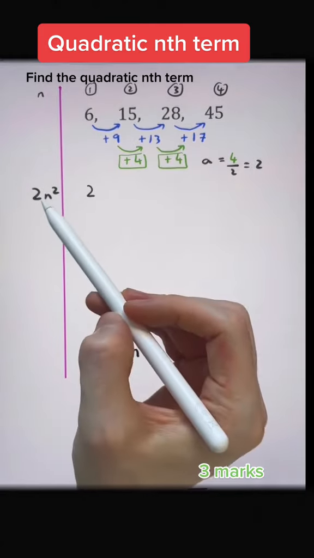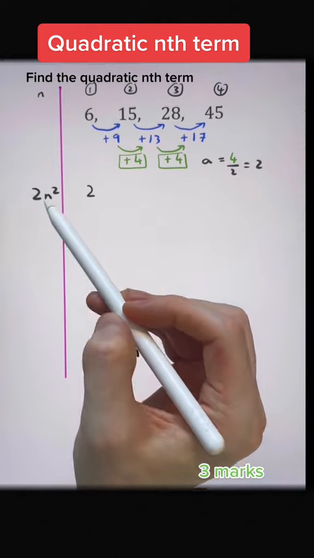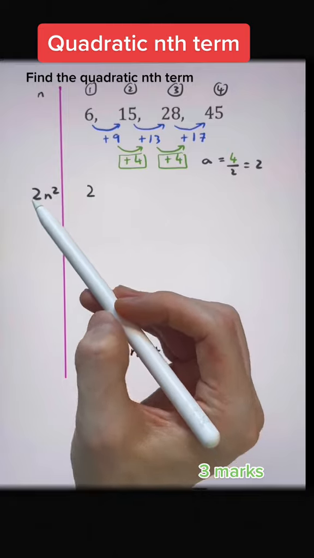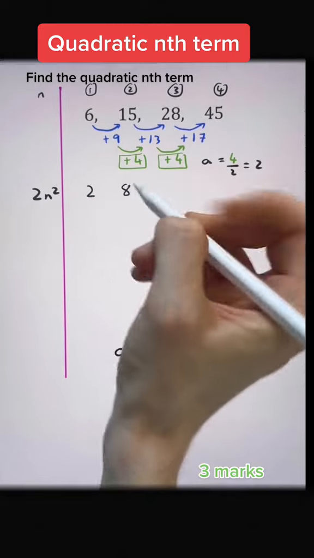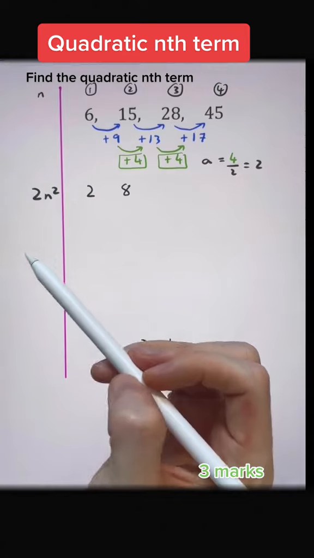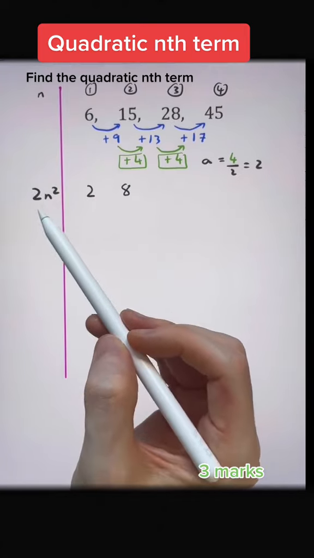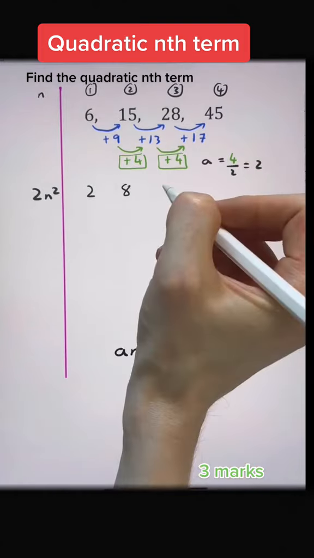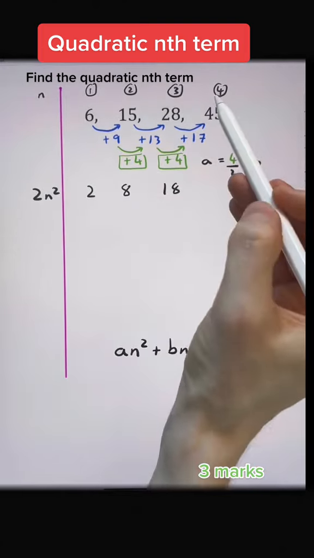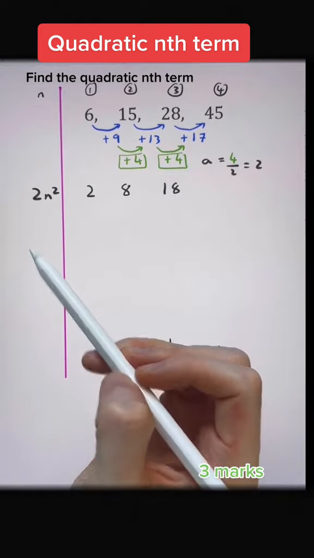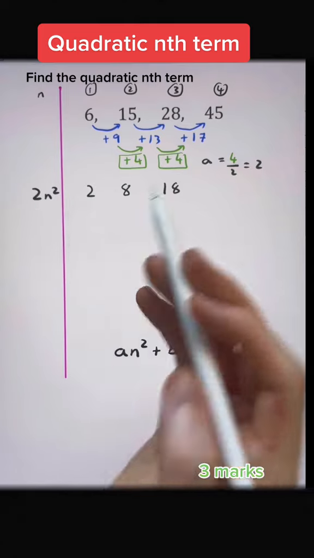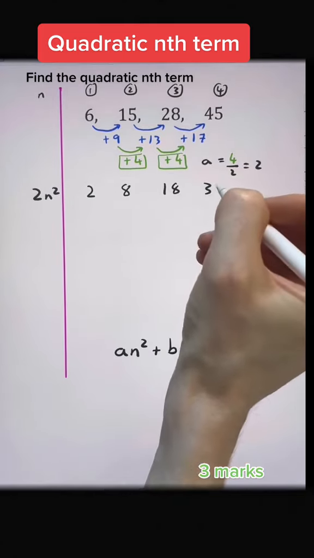If n is 2, substituting again into 2n squared, n squared will become 2 squared, 2 times 2 is 4, and times by the 2 outside will give us 8. If n is 3, n squared will become 3 squared, and 3 times 3 is 9, and 9 times 2 gives us 18. If n is 4, n squared will become 4 squared, 4 times 4 is 16, and 16 times 2 gives us 32.